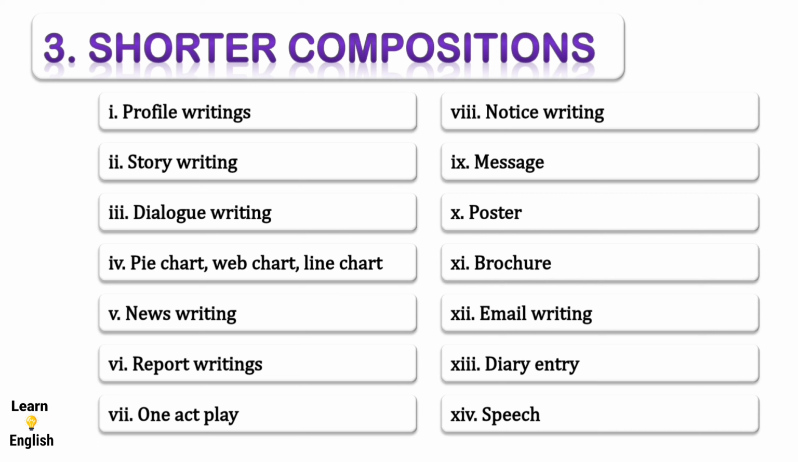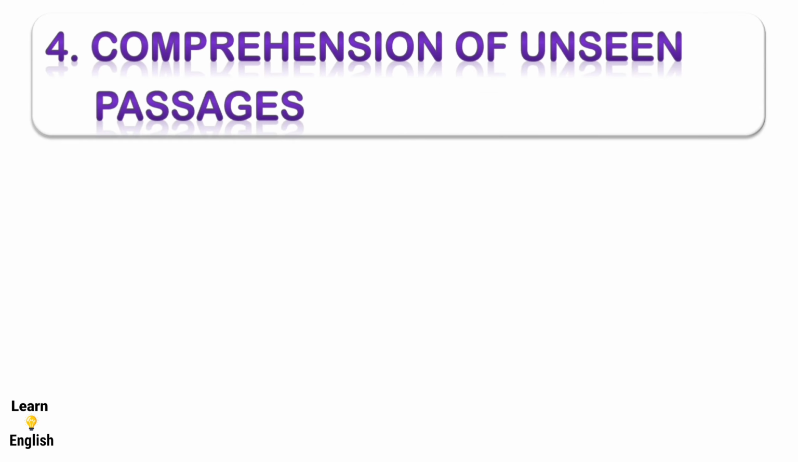After completing the shorter composition chapter, we come to know how to define shorter compositions and discuss the process of writing shorter compositions. After completing the comprehension of unseen passages chapter, we come to know how to answer questions based on a passage or poem, answer vocabulary questions on the passage or poem, and answer grammar related questions.